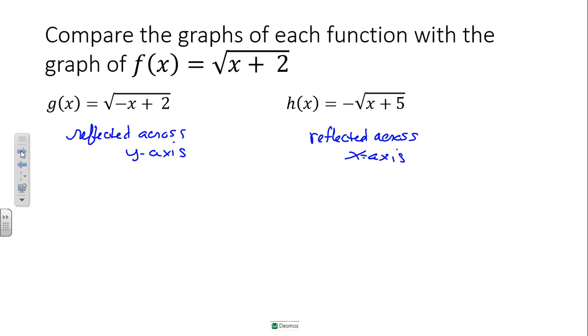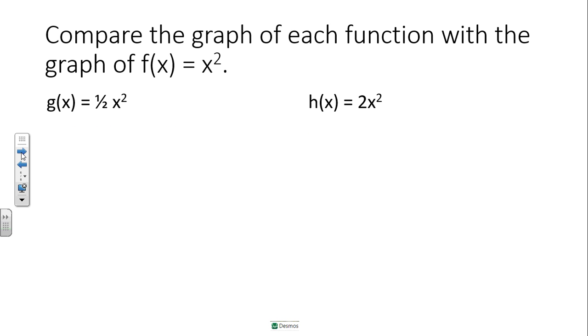And good, it's left 3 more, right? It was already left 2, but now we've added 3 more, so left 3. If you want to write translated left 3, that's even better. Make sense? We can do this stuff, right? We're prepared. We know what we're doing.